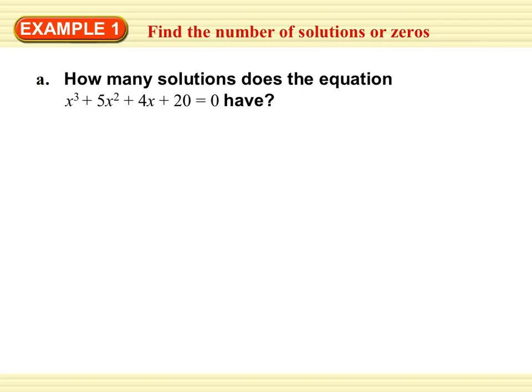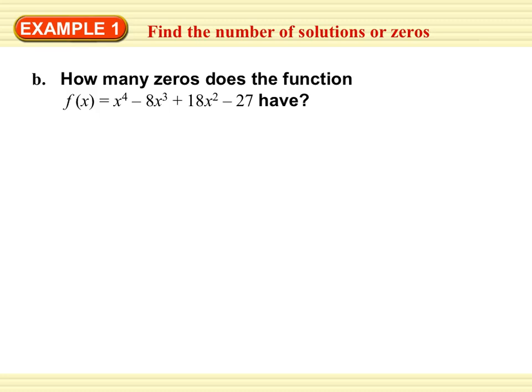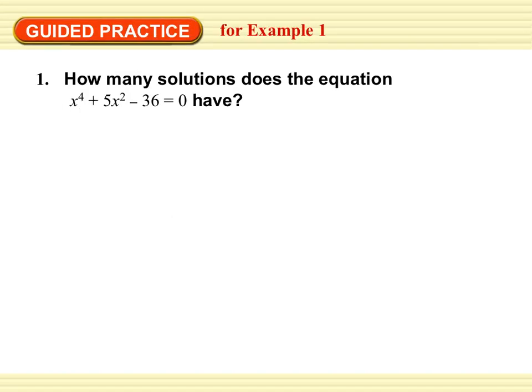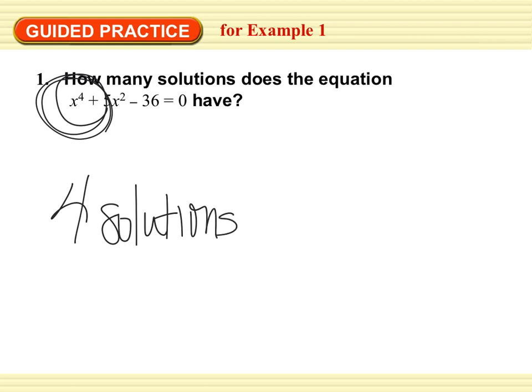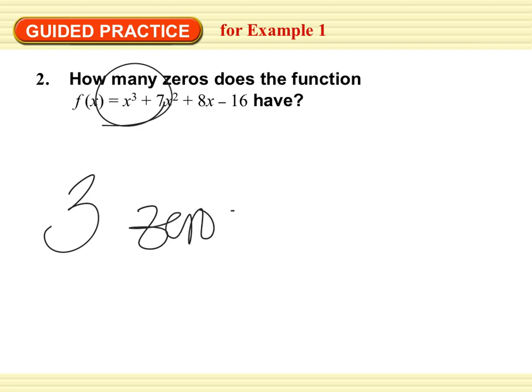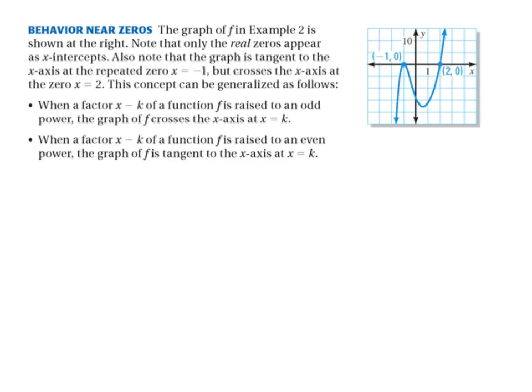So how many solutions does this equation have? Well, I'm a degree 3, so I'm going to have 3 solutions. How many zeros does the function given have? Well, if I'm fourth degree, then there's going to be 4 zeros. How many solutions does this equation have? Come on, guys. That's a funny 4, isn't it? 4 solutions. Sorry, I'm not going to let that stay there forever. There we go. Dot my i. And how many zeros does this function have? I'm a third degree. 3 zeros. All right.